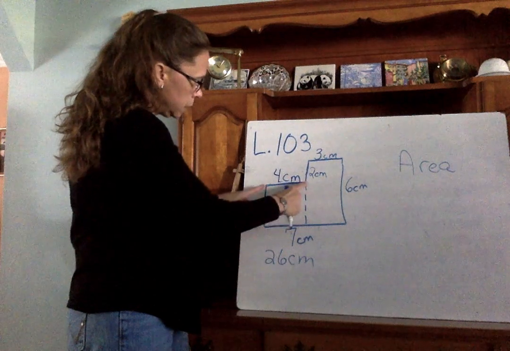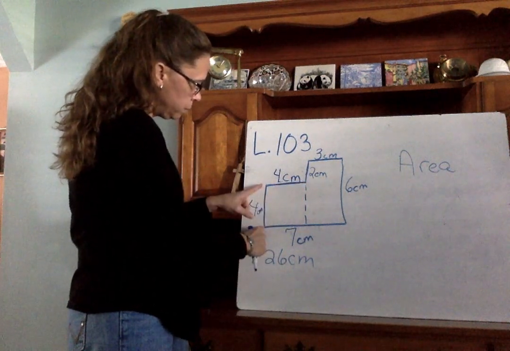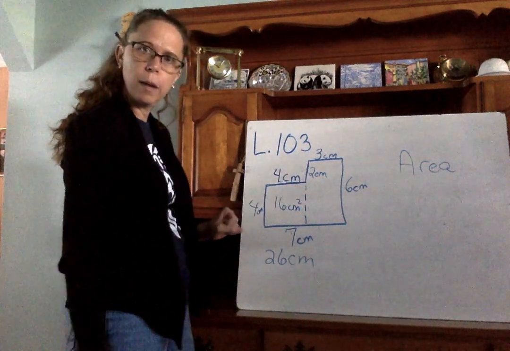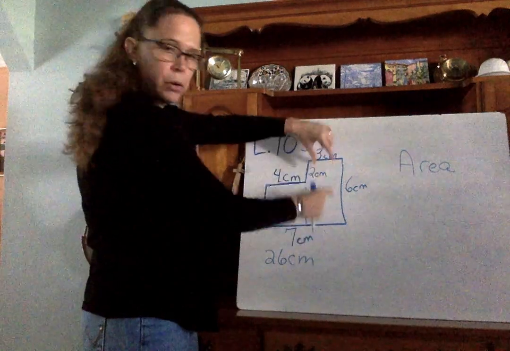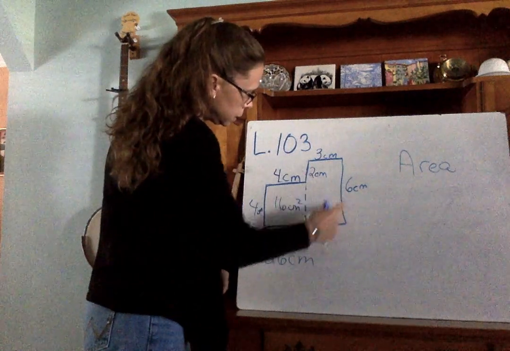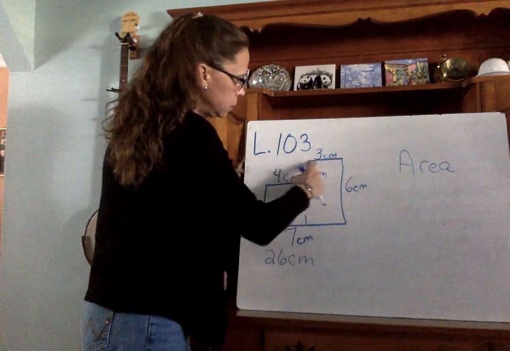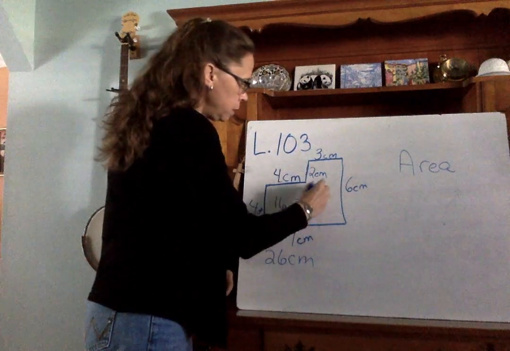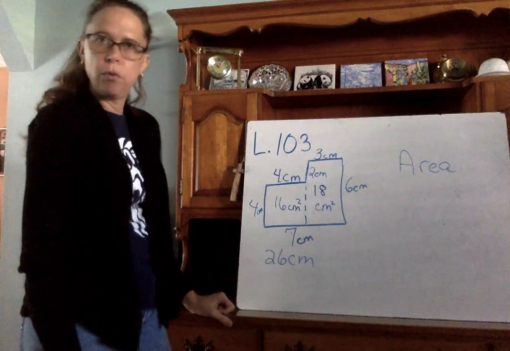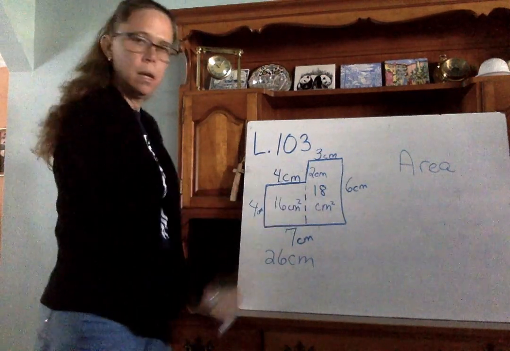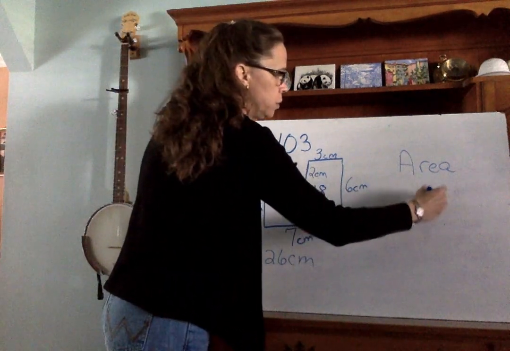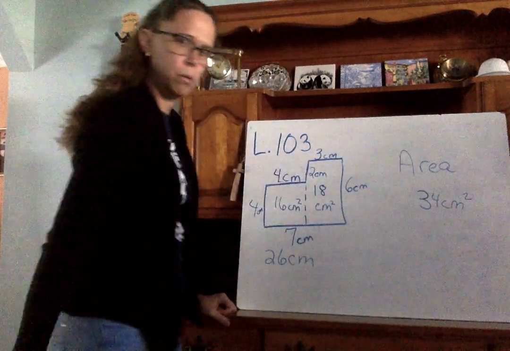On this one, the length is 4 and the width is 4. So the area is 16 centimeters squared. On this figure, I have to figure out which dimensions to use for the length and the width. Well, this is 6, and this is 3, I found, right? So the area of this part is 18 centimeters squared. So guess how I figure out the area of the whole thing? I'm going to combine the 16 and the 18. 16 plus 18 makes 34 centimeters squared.